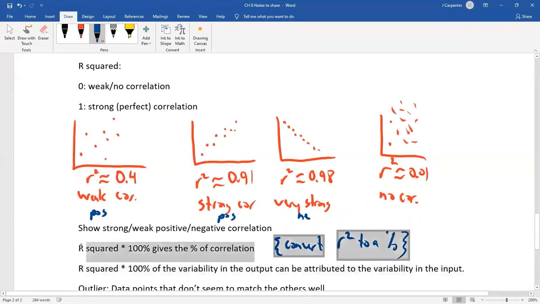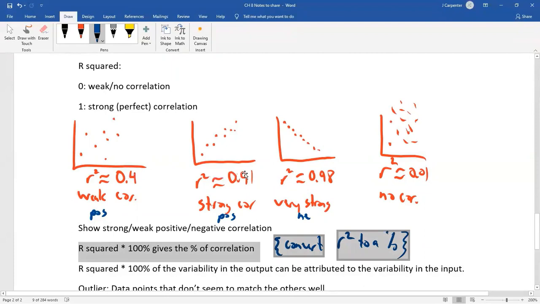So again, this right here, why does it do that? Those are the same thing. Saying to take your R squared value and multiply it by 100%, that's just moving the decimal right twice. That's all we're doing. That gives us the percentage of correlation. So if you have an R squared of 0.4, that means there's 40% correlation between these two things.